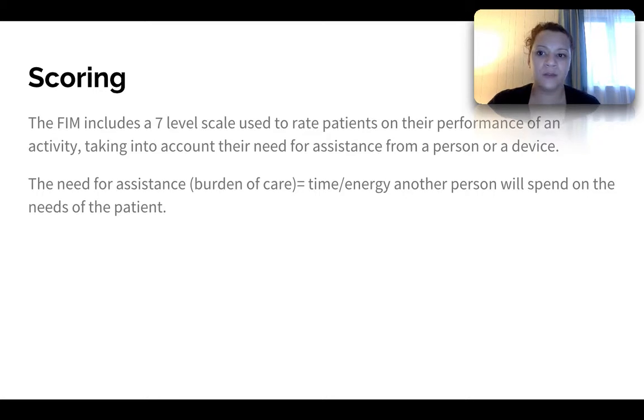So unlike the Barthel, scoring with the FIM has a 7-level scale, which is used to rate patients on their performance of an activity, taking into account their need for assistance from a person or device. The need for assistance or burden of care equals time or energy another person will spend on the needs of the patient. So this is important for when a patient comes in to know exactly where they fall, to make decisions on their plan of care, which pertains to nursing and therapy, and maybe some other areas like a dietitian, for example.